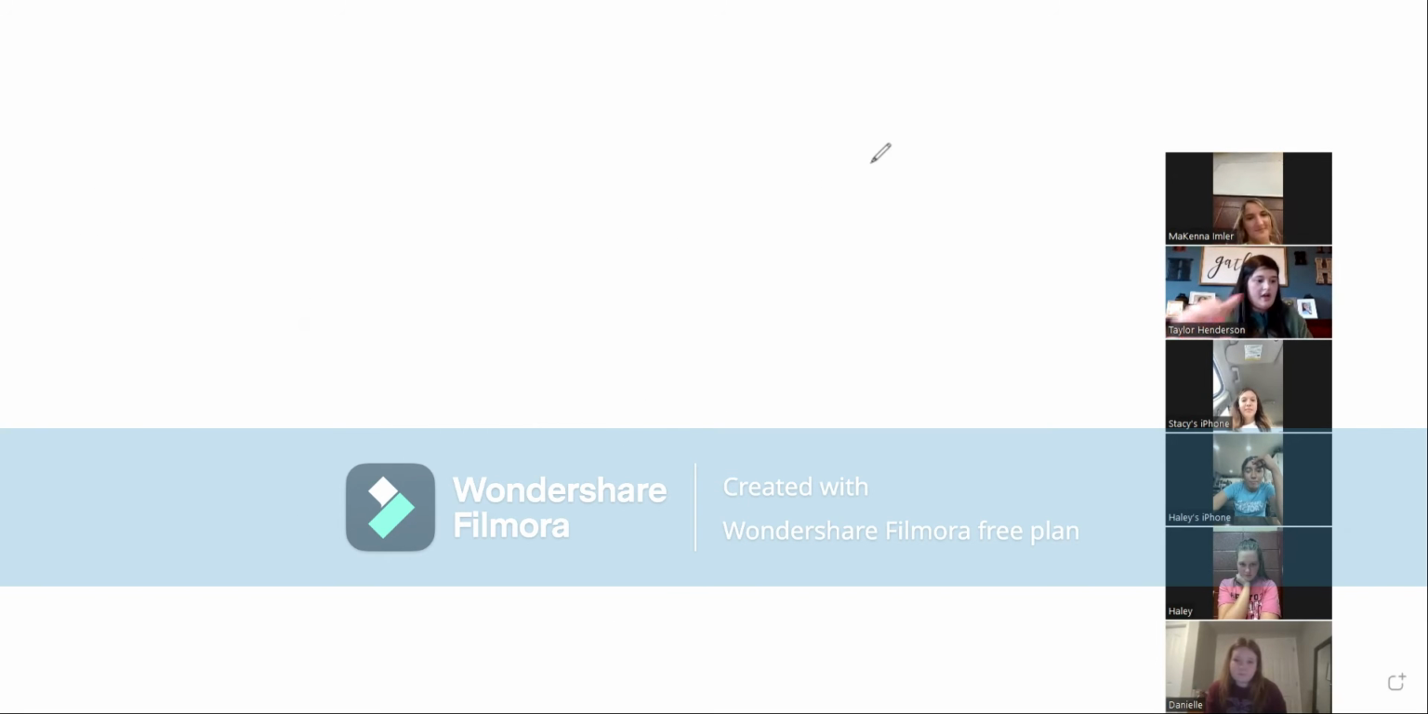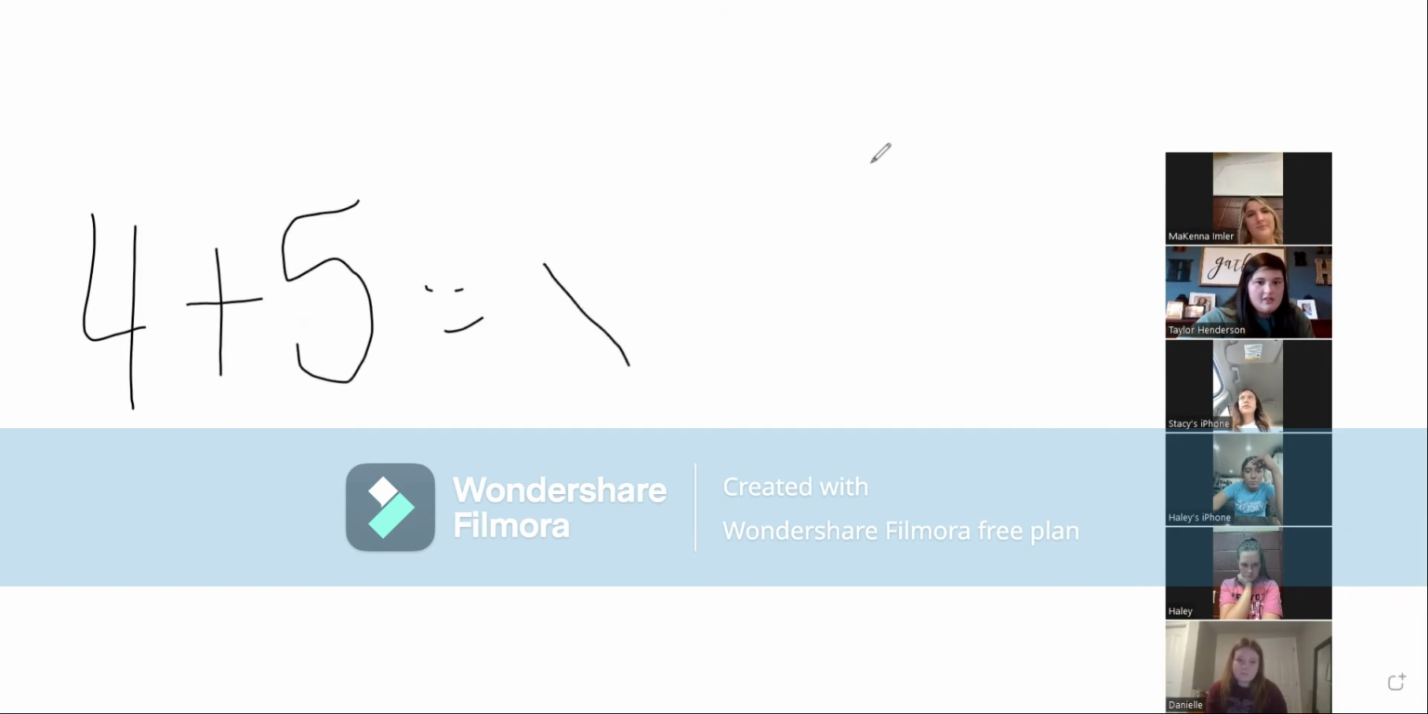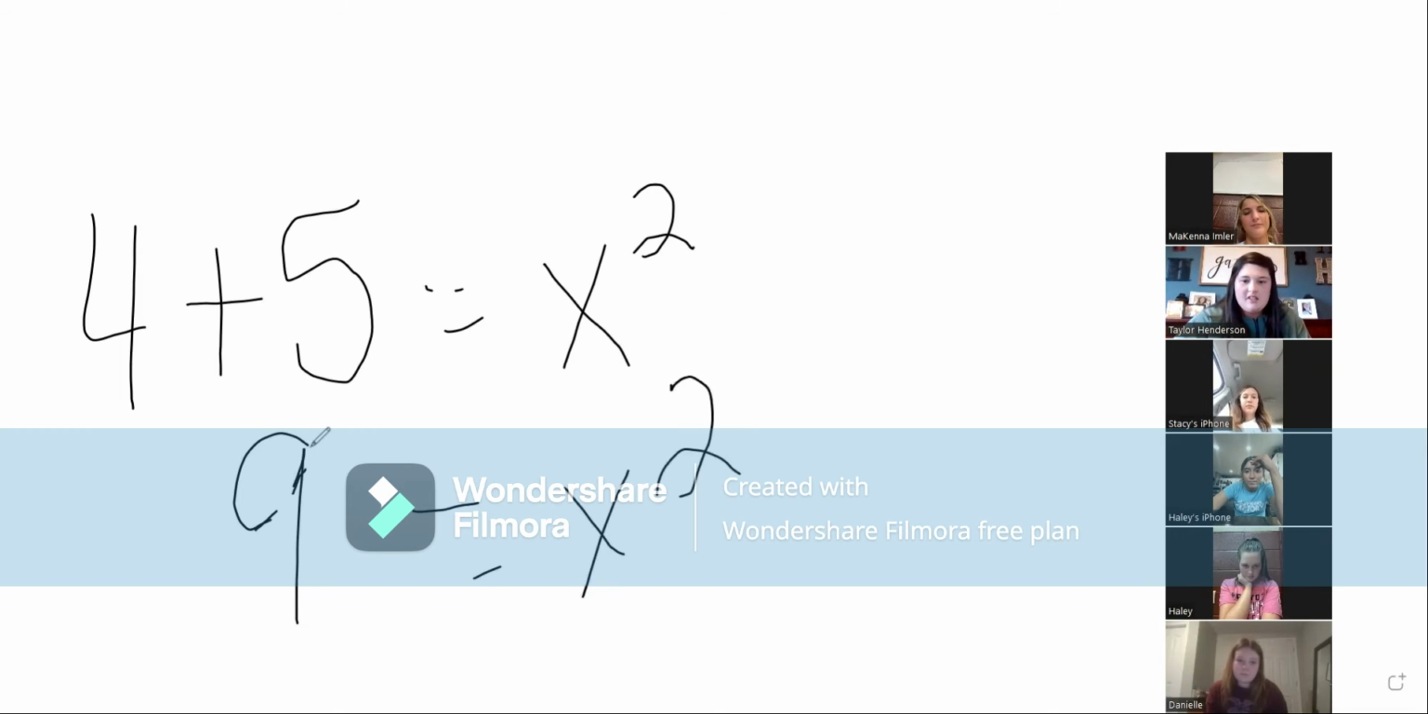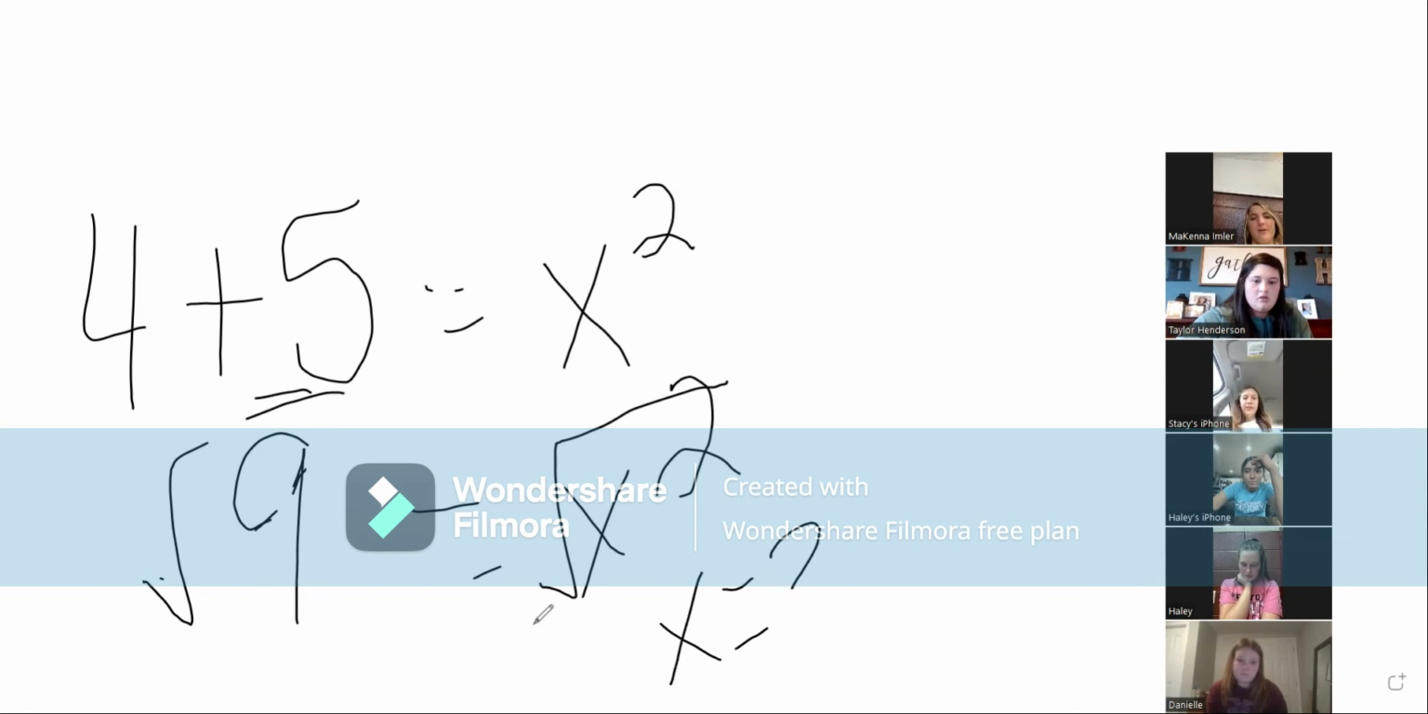Let's do a couple more. Let's do 4 plus 5 equals x squared. So what do we need to do first? Add. Okay, and what is 4 plus 5? 9. So x squared equals 9. What do we need to do to get x by itself? Square root both sides. So x equals 3.